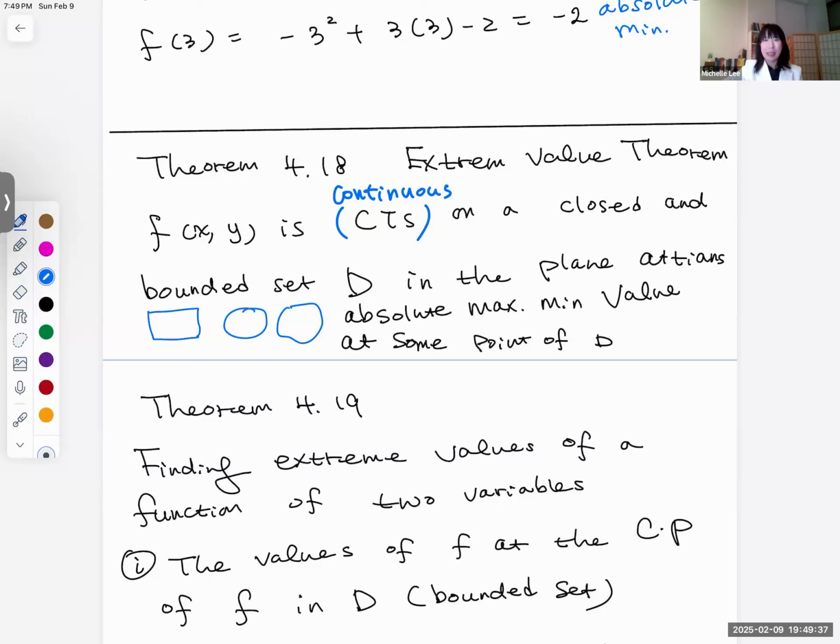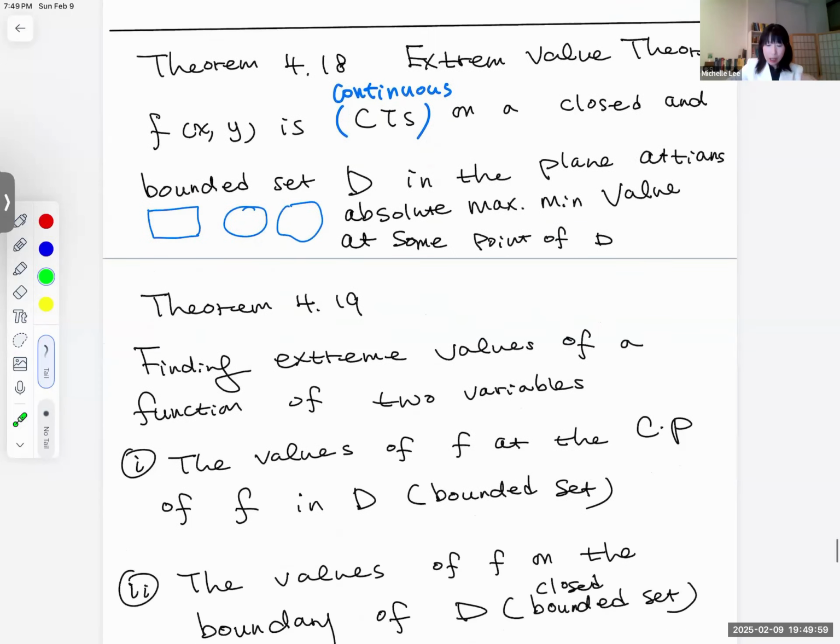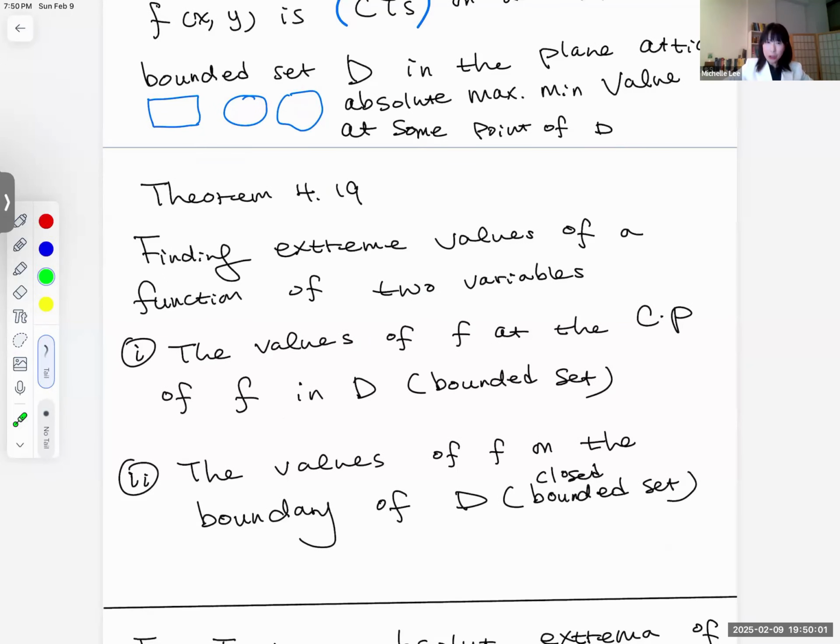D is a bounded set. So a closed and bounded set looks like this. This is closed. This is a closed and bounded set. This is a closed and bounded set. This is a closed and bounded set. Okay?